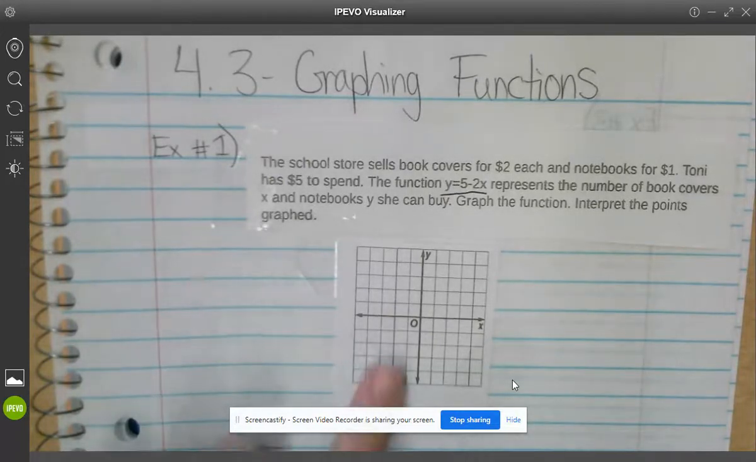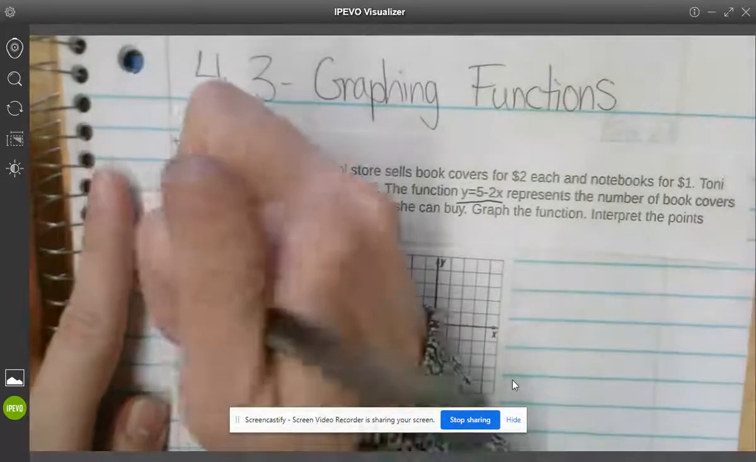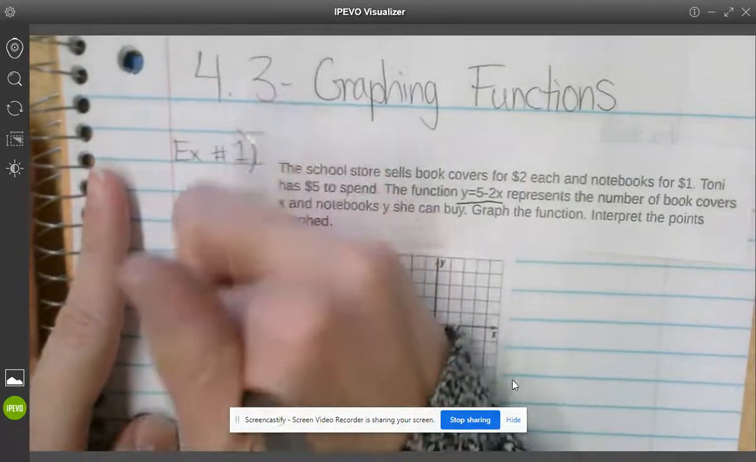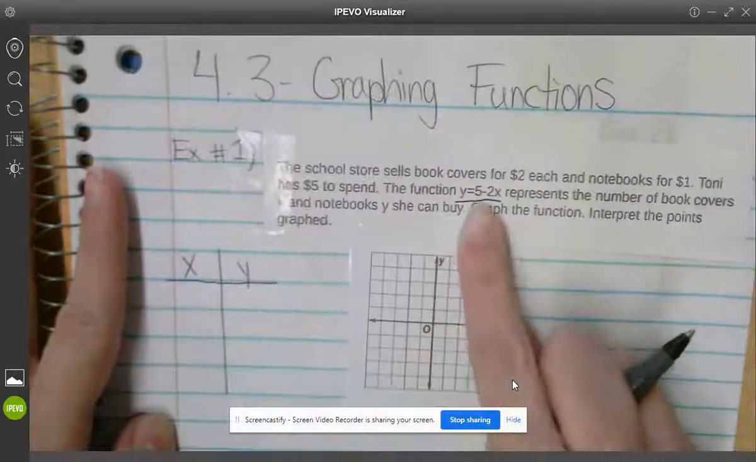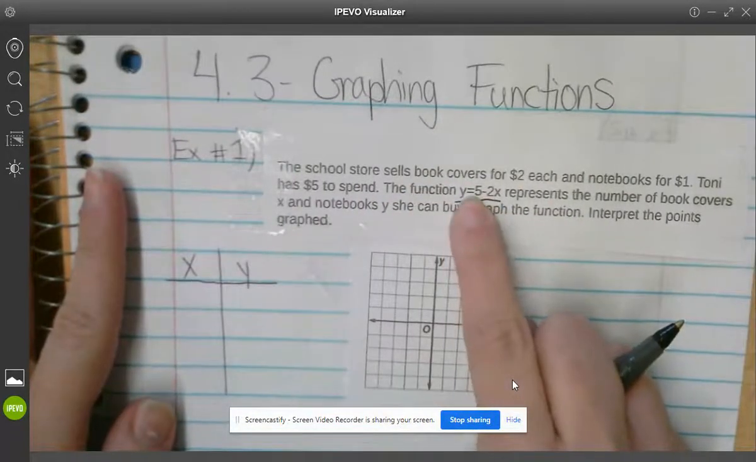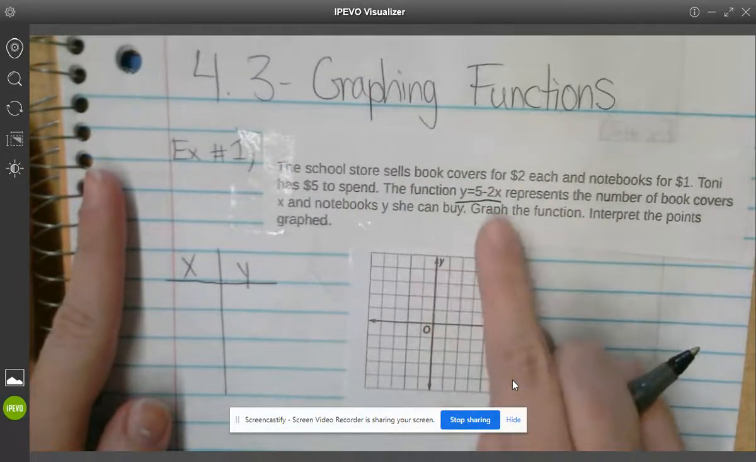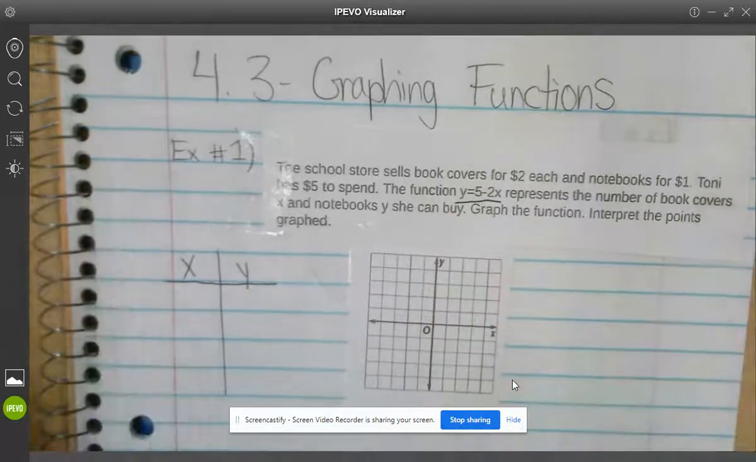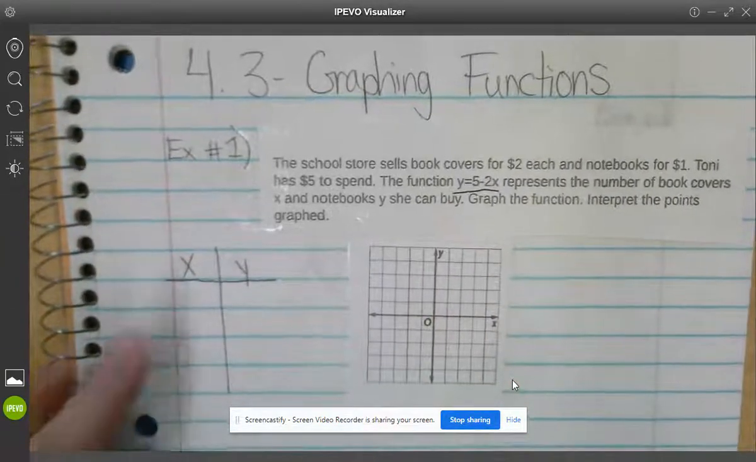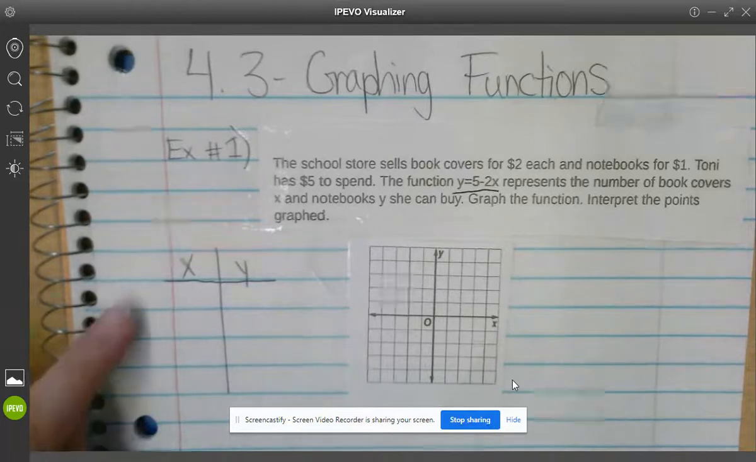So to graph this function, we have to have an xy table. Unless you remember how to graph with slope-intercept form, that would be your y-intercept. So you'd start here. Your slope is -2, so you go down 2 over 1, and that would make your line. But for today, we're going to use an xy chart, just so you guys get familiar with that.